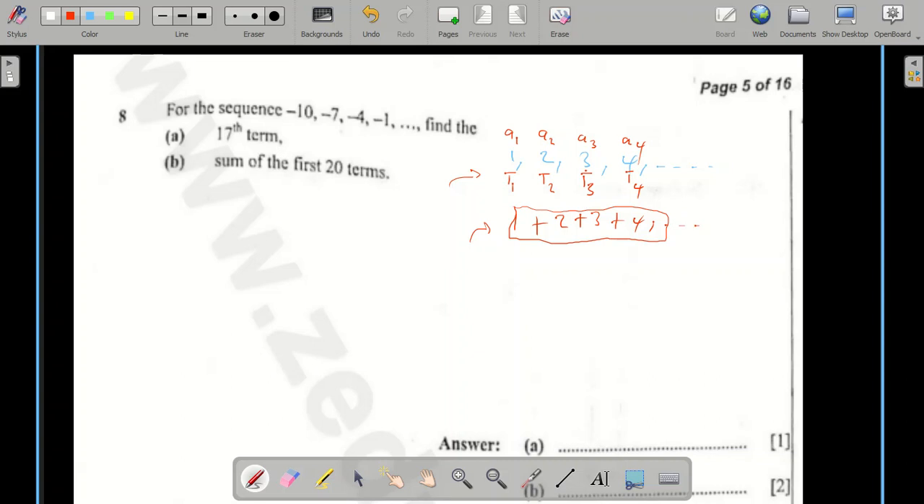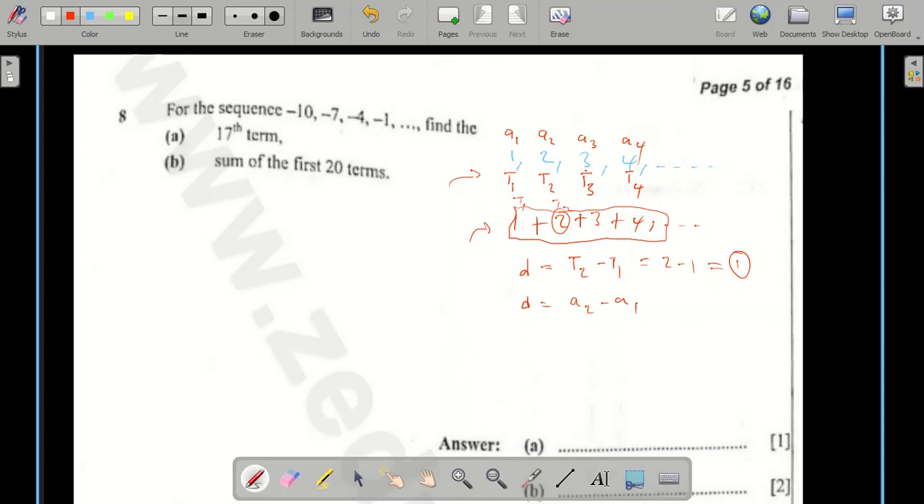So is there a difference if they say, find the common difference? To find the common difference, which is denoted by D, we just say T2 minus T1, or D is equal to A2 minus A1. Just get this as your T1 and your T2, so you say 2 minus 1, which will just give you 1. We are being told to find the 17th term.